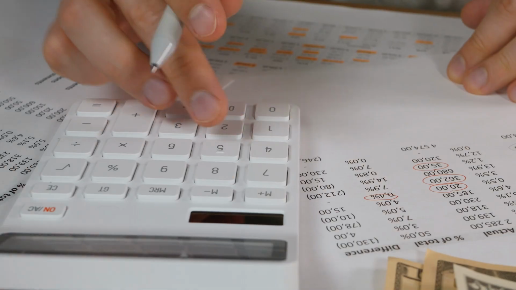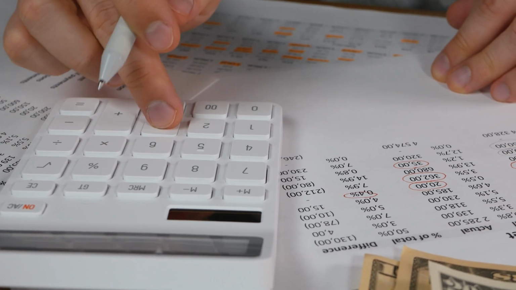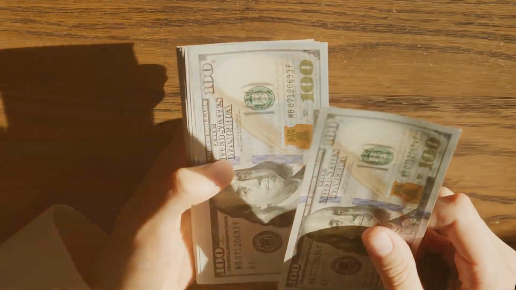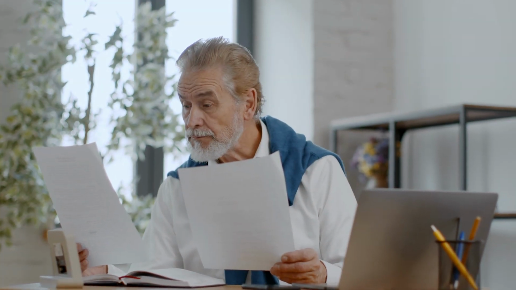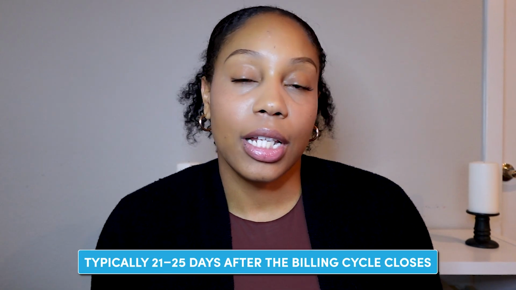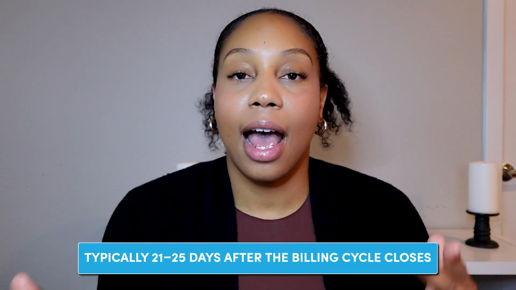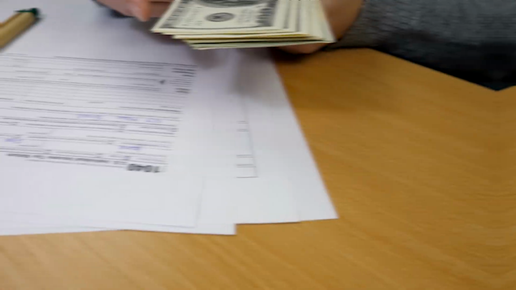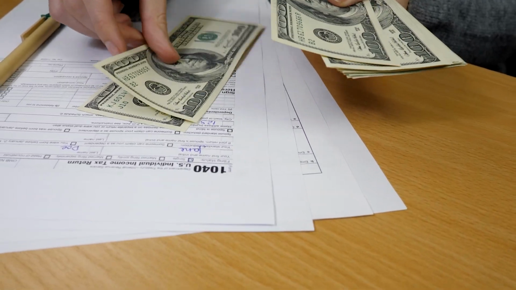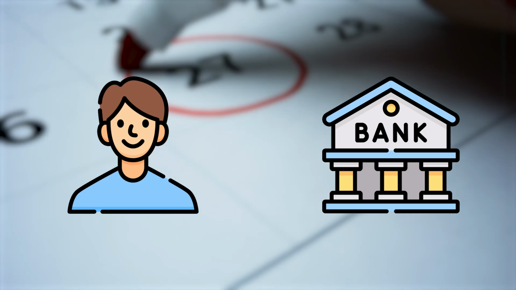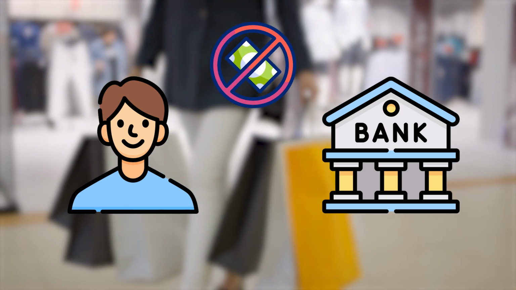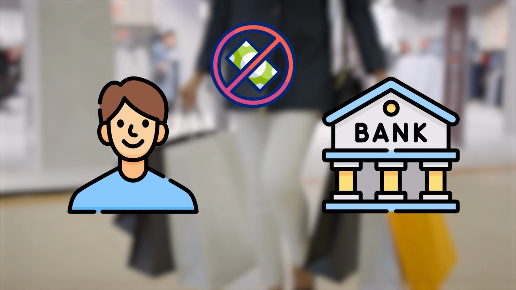Speaking of statement, at the end of a billing cycle, your credit card issuer will calculate your balance, including any interest and fees, and they will issue you a statement showing you what you owe. You'll then have a due date, usually 21 to 25 days after the billing cycle ends, by which you'll have to at least make your minimum payment. If you pay your balance in full by the due date, you won't be charged any interest on the purchases you made during that billing cycle.